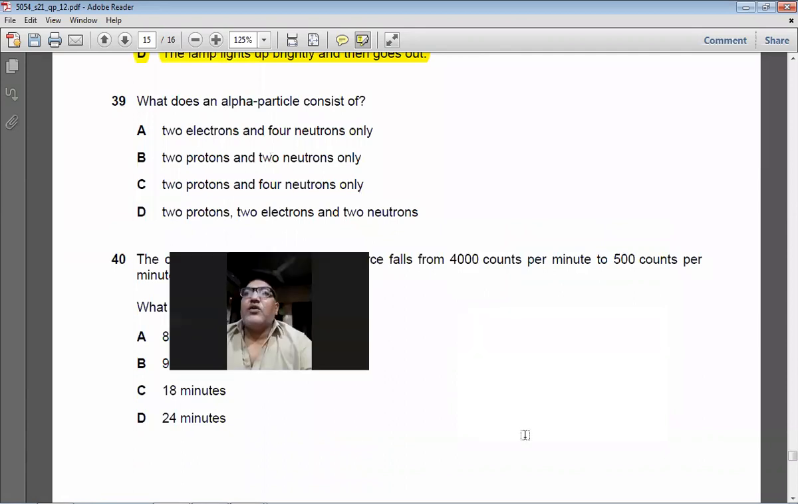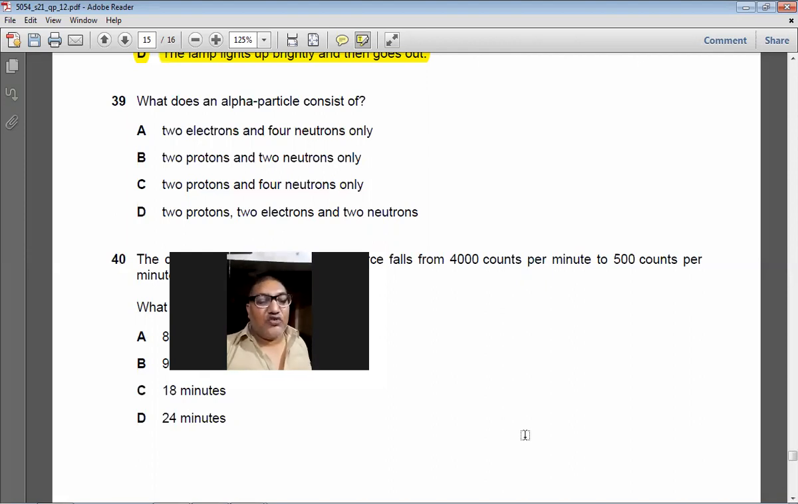So question number 39 is coming up on your screen. It asks, what does an alpha particle consist of? An alpha particle is actually the nucleus of helium. It has 2 protons and 2 neutrons in it. There are no electrons. It's like the nucleus of helium.